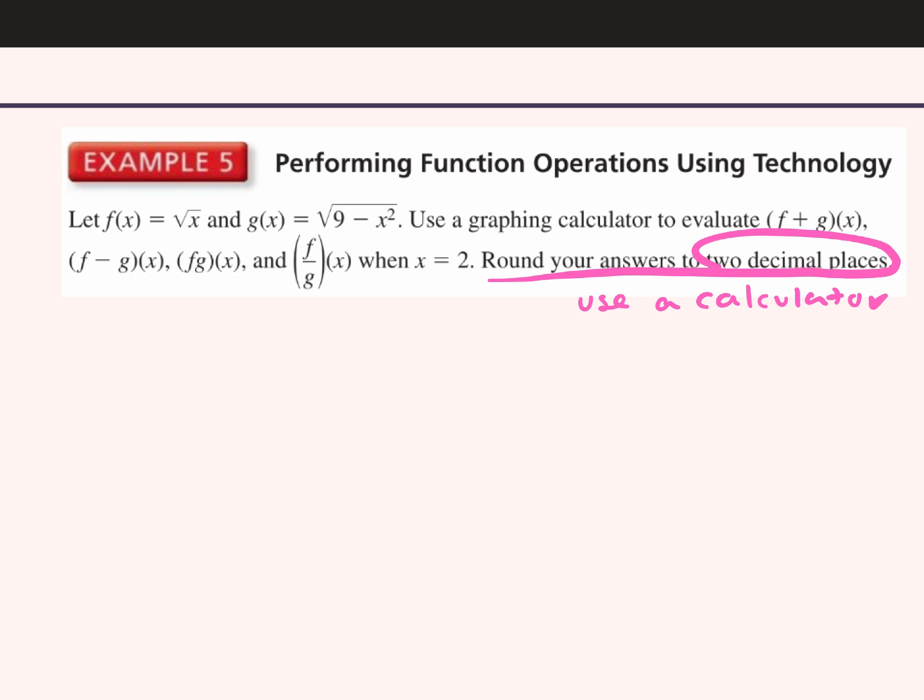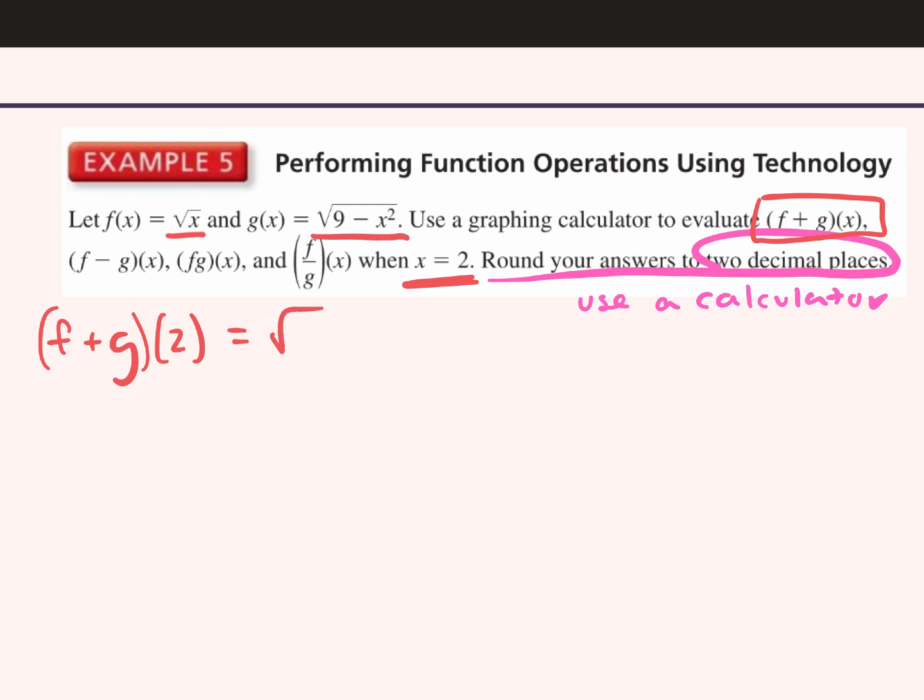So it asks us to evaluate f plus g when x is equal to 2. So I'm going to find f plus g of 2. So we take our f and we take our g and add them together. So it'd be the square root. I'm going to leave it with x's for now, and then I'll plug in 2's. We're just adding our two functions together. So square root of x plus the square root of 9 minus x squared. So this would be the square root of 2 plus the square root of 9 minus 2 squared.